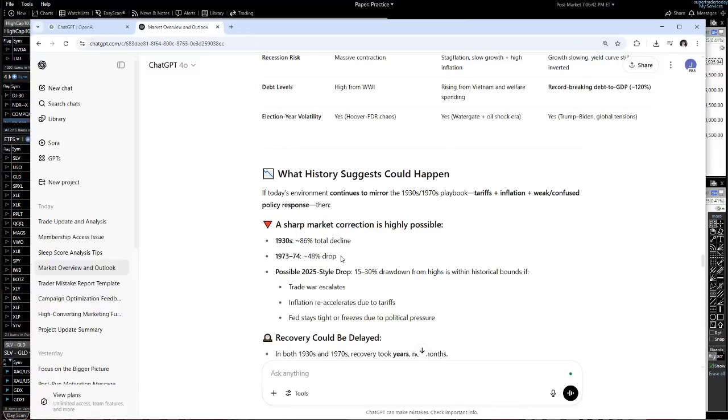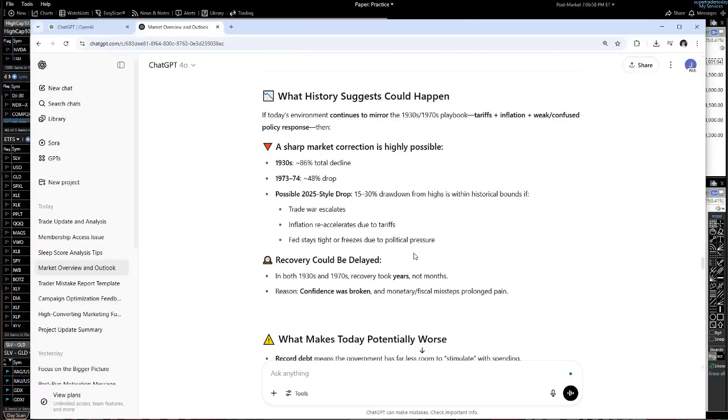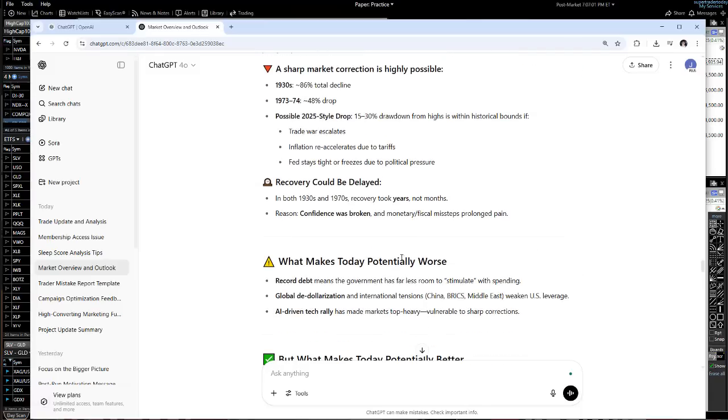So right now Trump is sort of backing off, they're starting to slow down with the whole tariff thing. But if Trump starts to really ramp that up again towards the end of this year, it could be really, really bad, right? What makes today potentially worse? Record debt means the government has far less room to stimulate with spending. We see what's happening globally, and obviously the AI tech rally has made markets top heavy, vulnerable to sharp corrections.